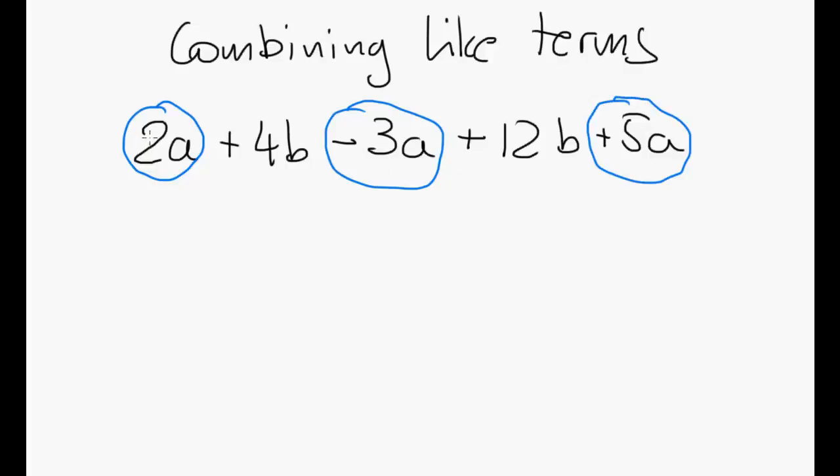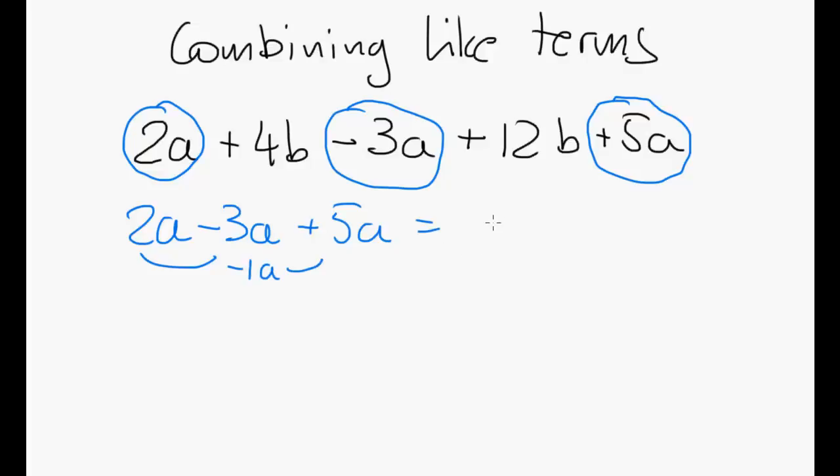It is very important that you circle the term along with the sign in front as well. Not only will this tell you that it's a subtraction, it also will tell you that the 3a is a negative 3a. So what we can do is arrange everything together. We can write this as 2a minus 3a plus 5a. And because we have the same like terms, we can combine them. 2a minus 3a would be negative 1a, and then negative 1a plus 5a would be 4a. So those three terms combined together get us 4a.